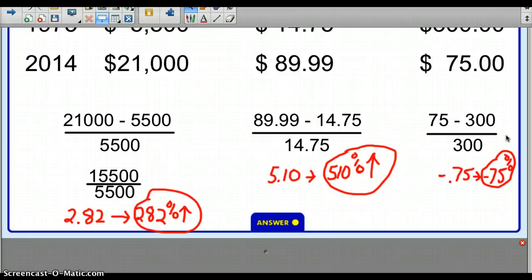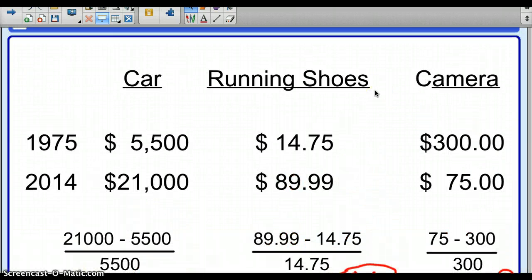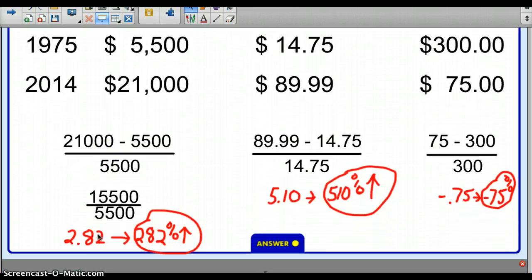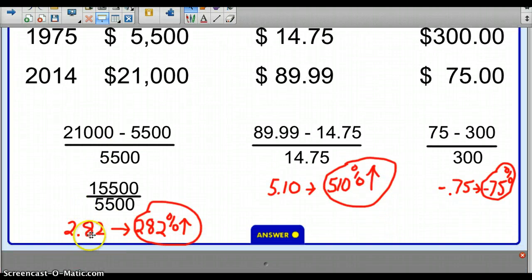So looking at, again, the formula, new minus original over original, you can take the information we have here for the car, for example, plug it in, work through, divide it out. You get a decimal originally, and then you want to turn it into a percent. Just move the decimal over 2 places to the right, or multiply by 100. That's how we turn a decimal into a percent and get your answer.